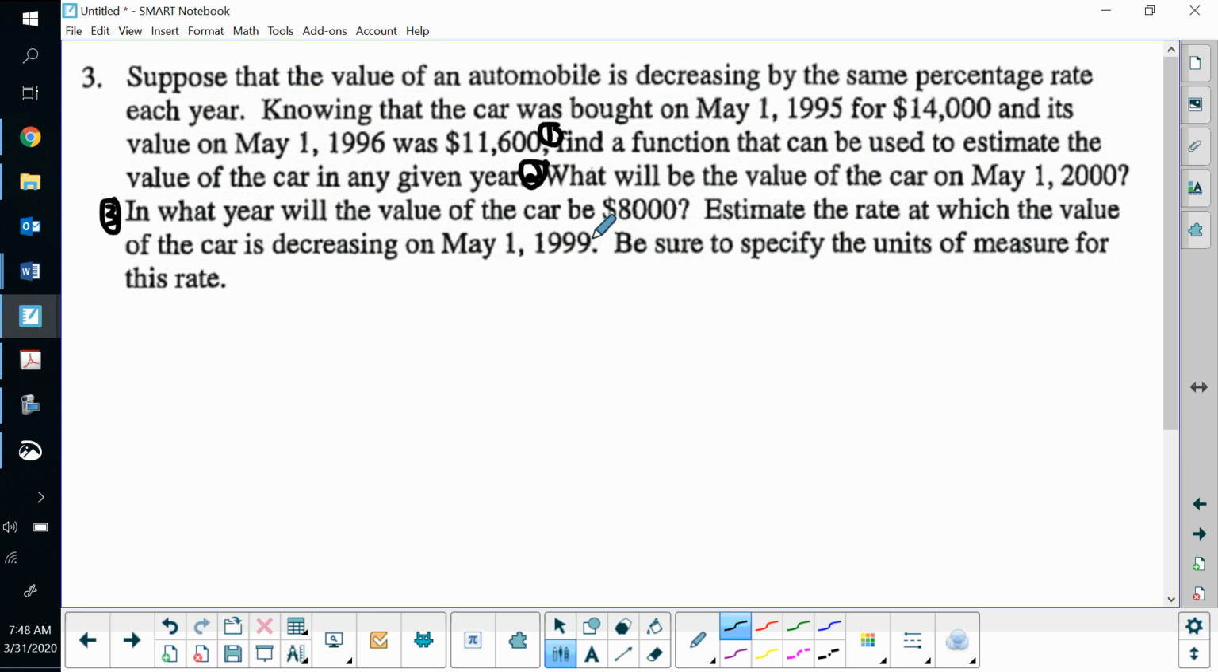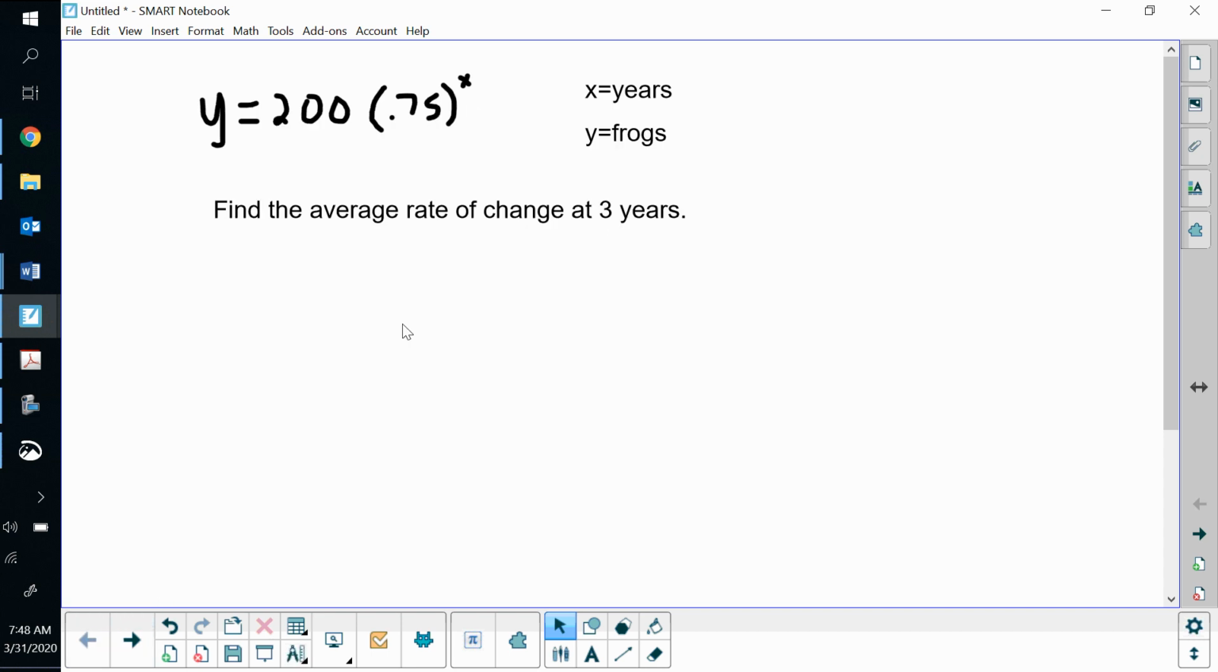There won't be enough room to do it on there, and you don't have the hard copy of the packet anyway. And then question 4, estimate the rate at which the value of the car is decreasing. So this is asking for the rate of change. The word that should pop in our head when we see rate of change is slope. It's been a little while since we've done one of those, so we're just going to look at a random example of doing that.